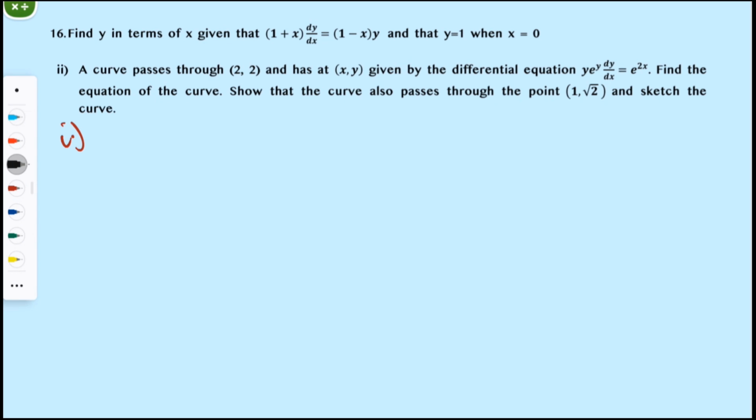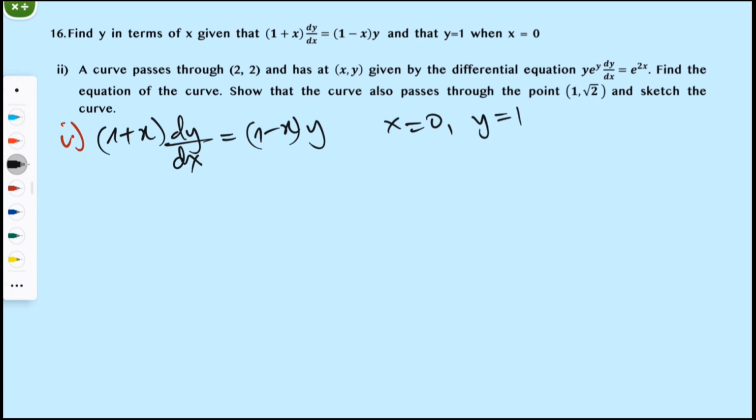Shall we? We want to have 1 plus x dy by dx equals 1 minus x y, and when x is 0, y is 1. So they want us to find the original function. Yet again, we need to integrate, but this time around we have to be careful as to how we rearrange it. So we can see that this is already dy by dx, and if we integrate with respect to x, we should have y in x, right? So I'm just going to rearrange the equation with the y on one side and the x on one side.